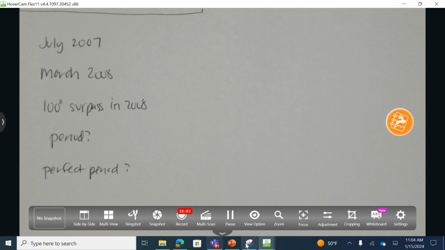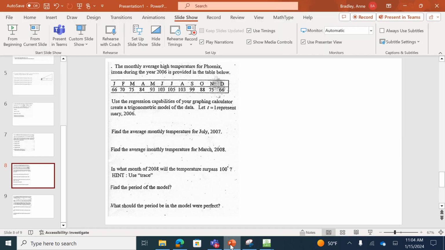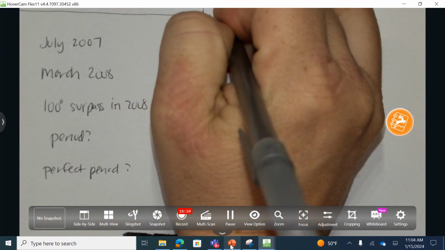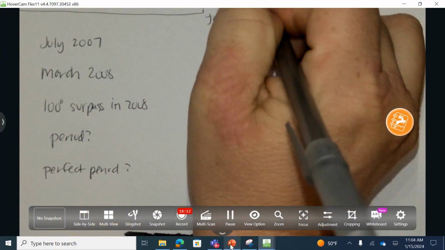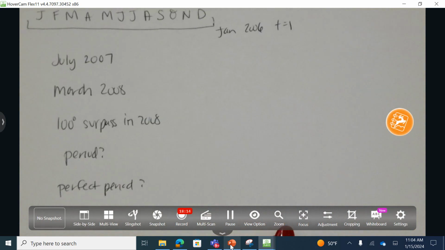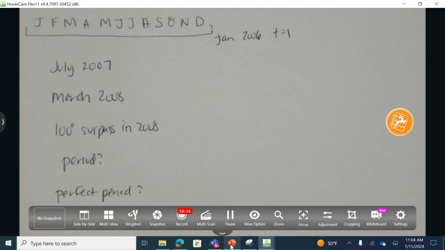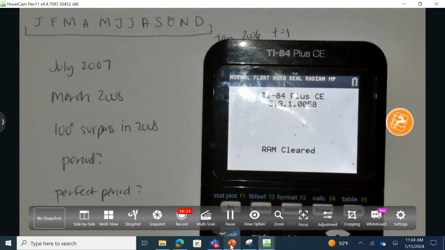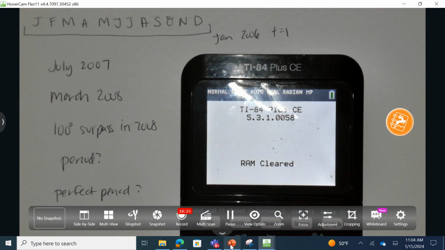Again, it says January. I just want to make sure that's correct. January 2006 is going to be t equals 1. Okay, January 2006 is t equals 1. All right, so how do we go about plugging this in? So I'm going to do second plus 7, 1, 2 to start here. Put this in an area that doesn't have as much glare.